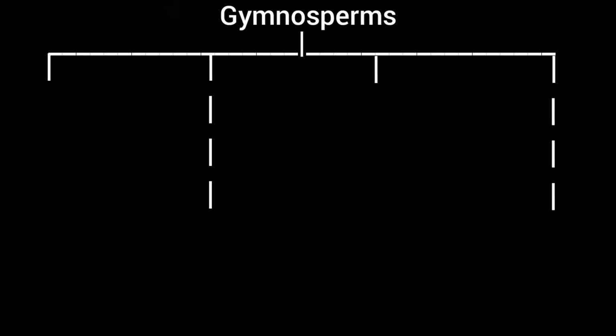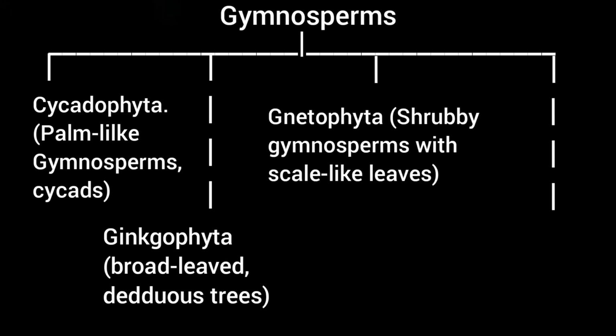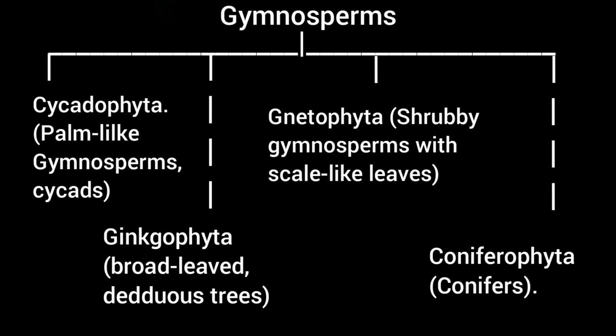Gymnosperms have a further 4 subdivisions. Cycadophyta, palm-like gymnosperms, cycads. Ginkgophyta, broad-leaved deciduous trees. Gnetophyta, shrubby gymnosperms with scale-like leaves. Coniferophyta, conifers.